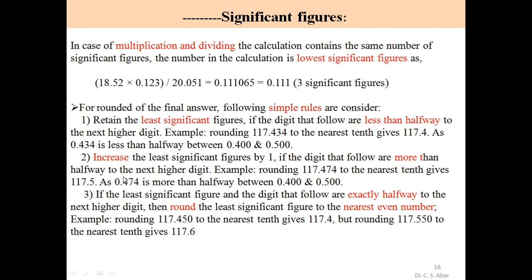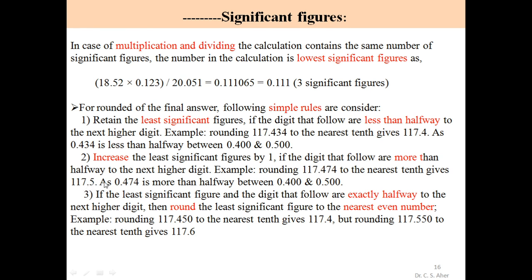We consider the halfway. Now this figure 0.474 lies between these two, that is 0.400 and 0.500. What is the halfway? Halfway is 0.450, and this figure 0.474 is greater than the halfway. It is more than the halfway, and thus we round up to the higher figure, that is plus 1 addition, that is 0.5. The final answer is 117.5.